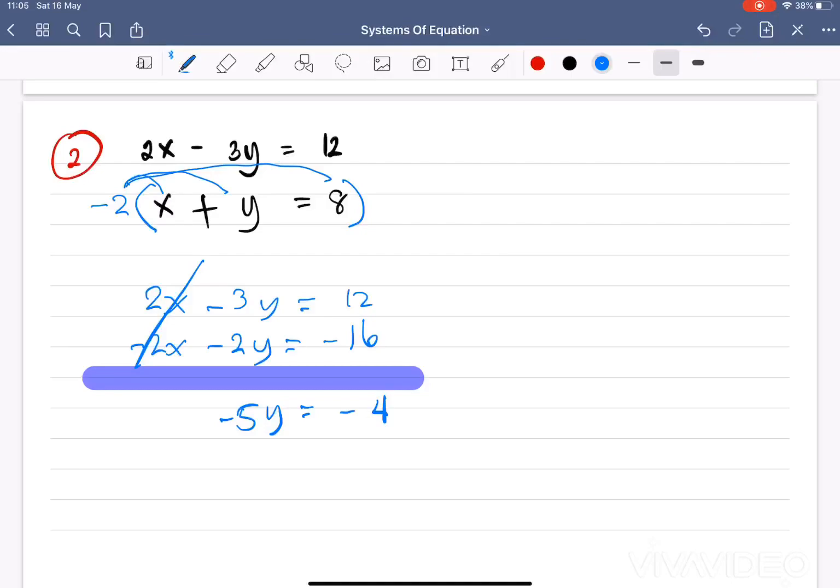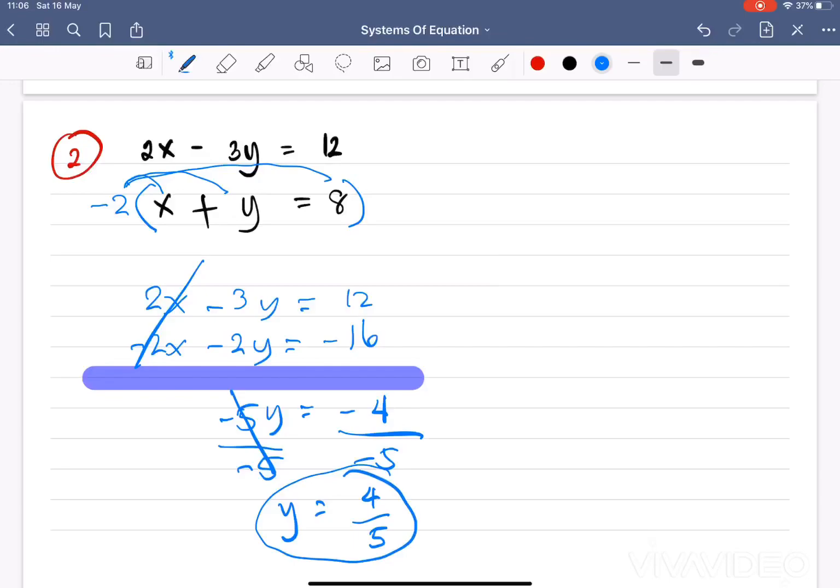In order for you to get the value of y, we divide both sides by the coefficient of y, which is negative 5. Do not forget to include the sign. Negative 5 divided by negative 5, that's 1. But instead of writing 1, there will be an invisible 1 beside y. Negative 4 divided by negative 5, that's going to be 4/5, because negative divided by negative is positive. So negative 4 divided by negative 5 becomes 4/5. We already have the value of one variable.